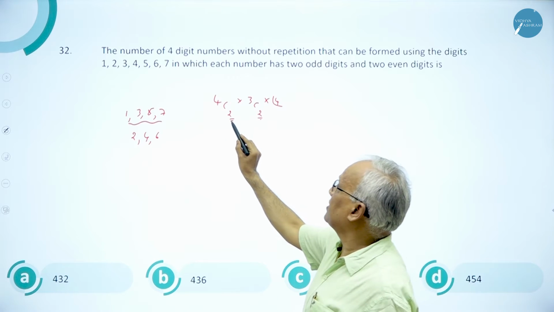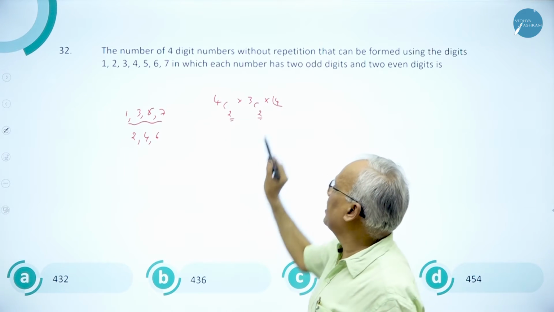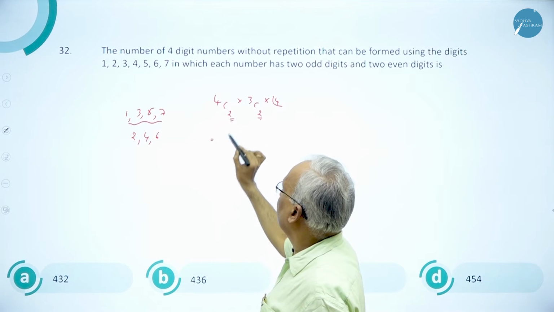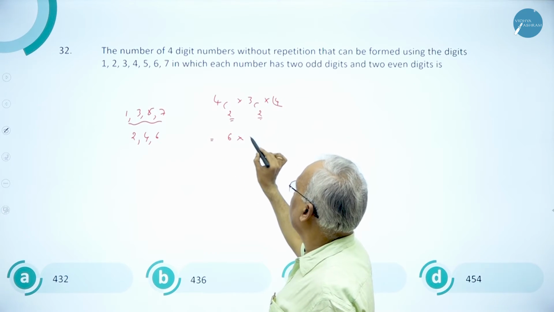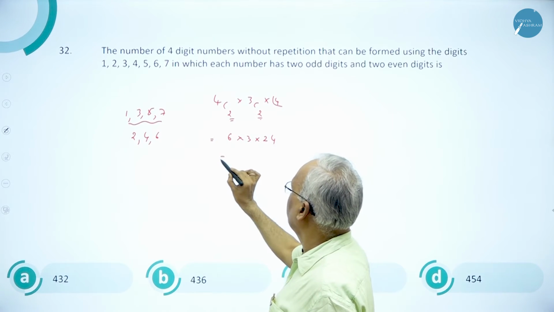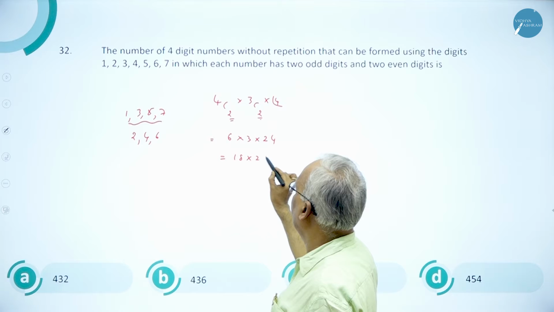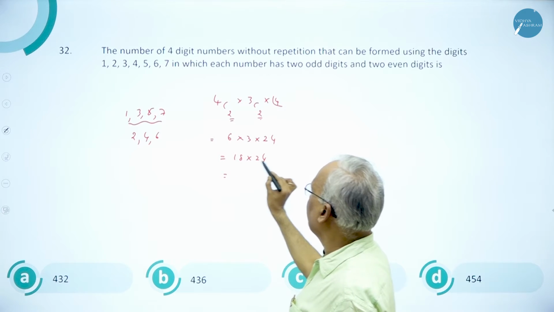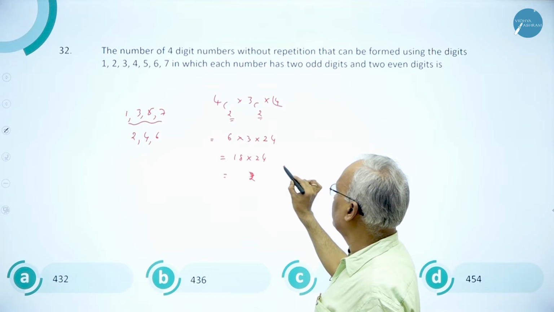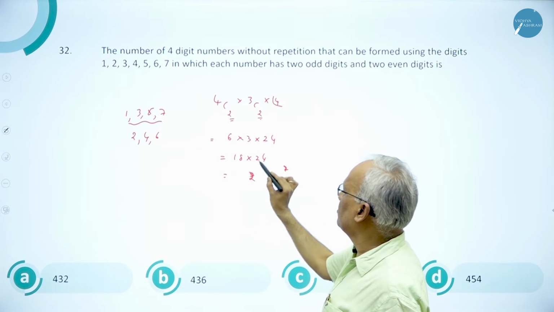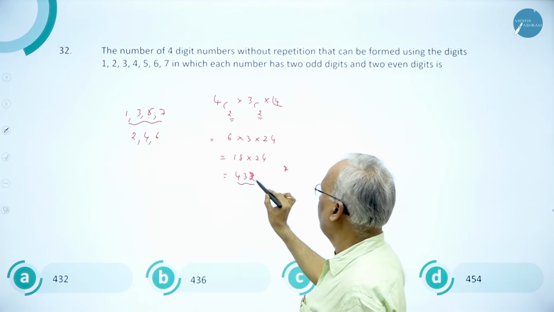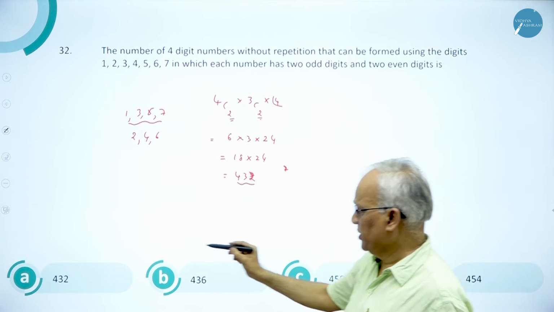So first you select the required number of digits and then you arrange them to form a number. Which becomes 4C2, which is 6, into 3C2, which is 3, into this, which is 24. So that is 18 into 24. 18 times 24 is 432. So 432 is the answer.